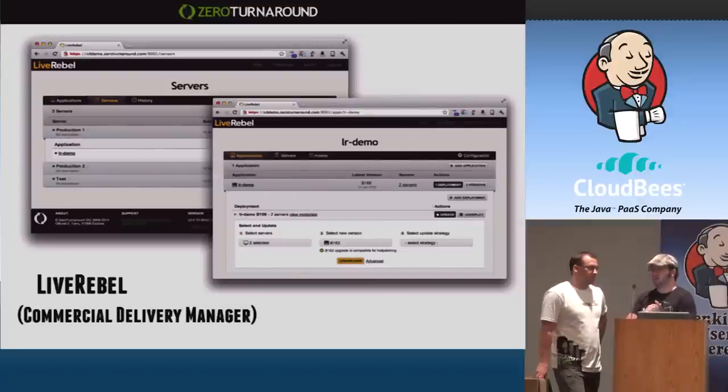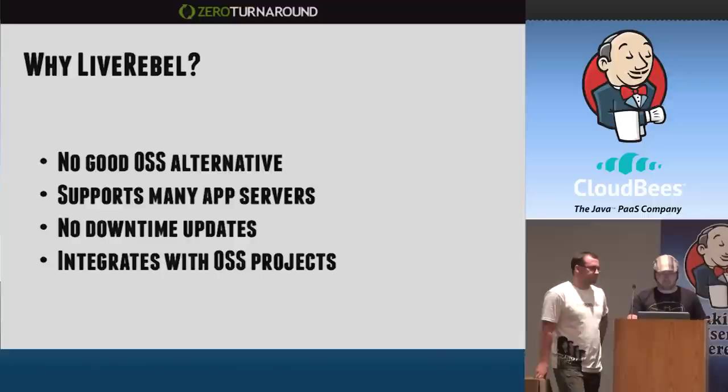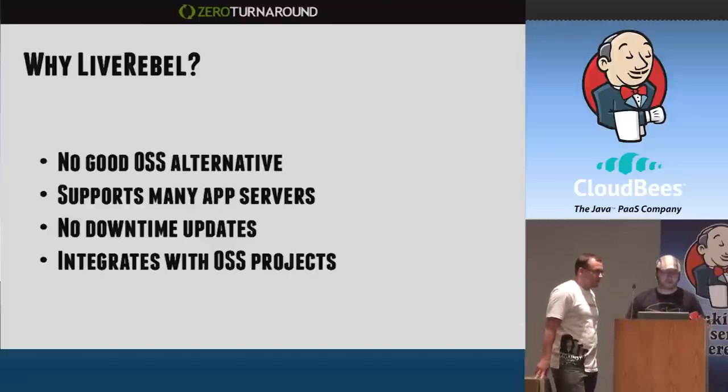For actually delivering or deploying the archives, we're going to be using a tool called LiveRebel. It's a commercial delivery manager. We'll be using this tool to deploy and undeploy applications, or run updates with different kinds of strategies so that users won't see downtime. And you can query the environment for the status of your deployments. We use LiveRebel because there are no very good open source alternatives. It supports many app servers: Tomcat, Glassfish, Weblogic, JBoss, WebSphere, Jetty. It also has some cool features like no downtime updates, and it integrates with open source projects.